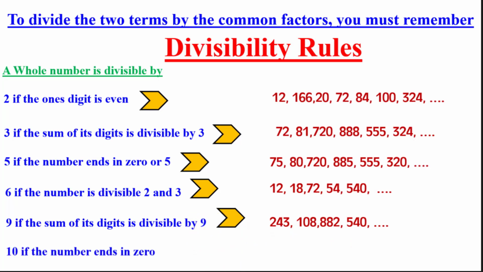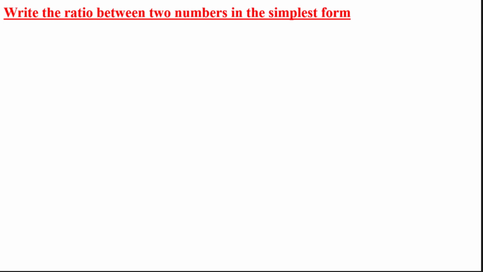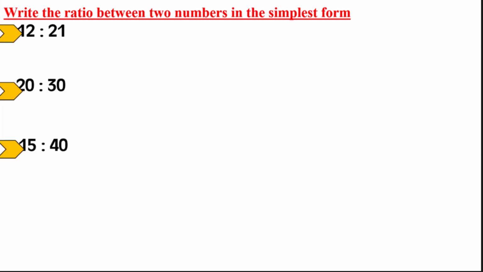Divisibility by 10. The number is divisible by 10 if the last digit is 0, like 240, 1000, 880, and 540. The last digit here is 0, so the number is divisible by 10. Now we can use divisibility rules to find the ratio in the simplest form.